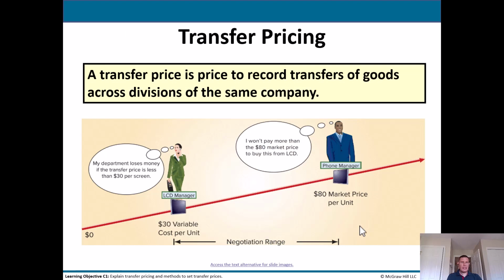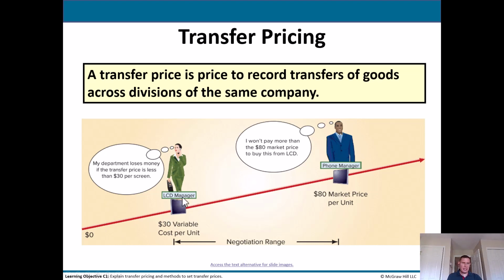Okay, next thing, switching gears a little here, is what we call transfer pricing. A transfer price is a price to record transfers of goods across divisions of the same company. So think about Division A and Division B, both within the same company. Say Division A, for example, sells something to Division B. So they obviously have, maybe you could say, competing considerations.